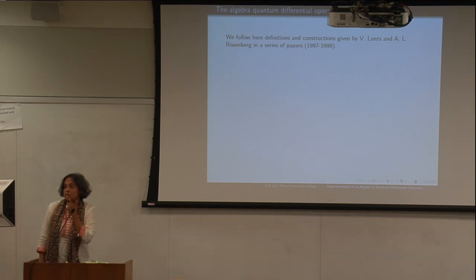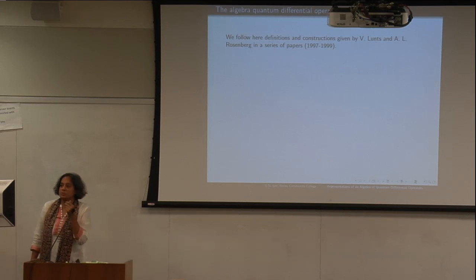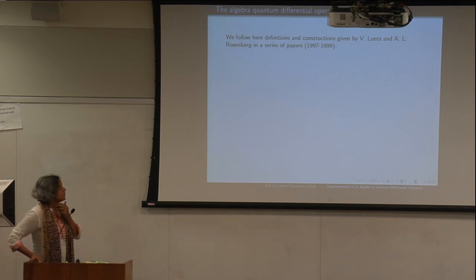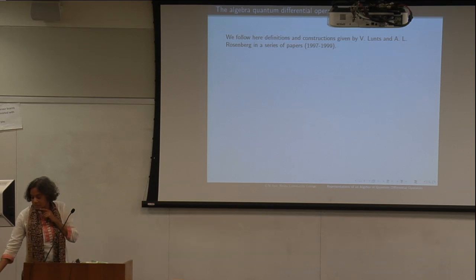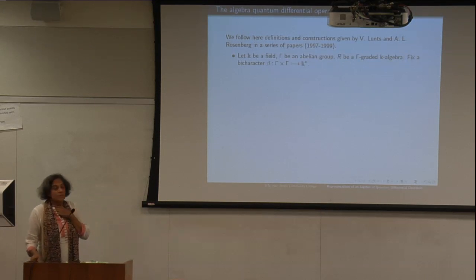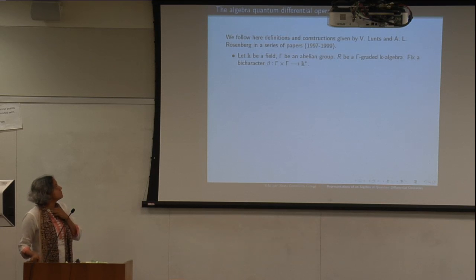So what is the algebra of quantum differential operators I look at? I follow definitions and constructions given by Lunts and Rosenberg. They wrote a series of papers in the 90s. Start with a field K and let gamma be an abelian group. Let R be a gamma-graded K-algebra.